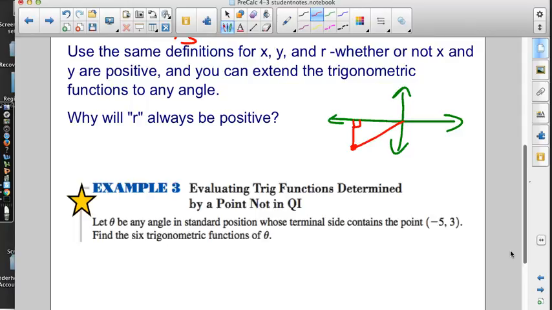So, question is, why will r always be positive? Tell your partner, why is r always going to be positive?